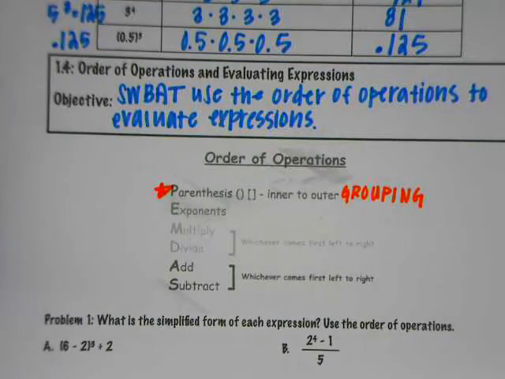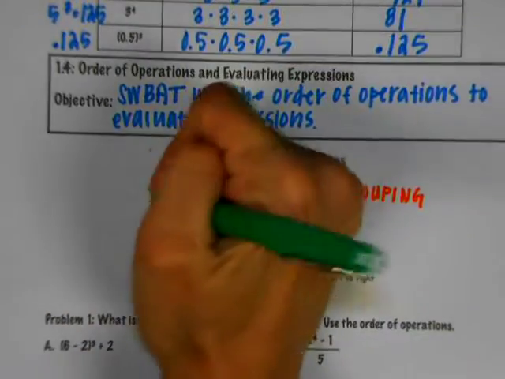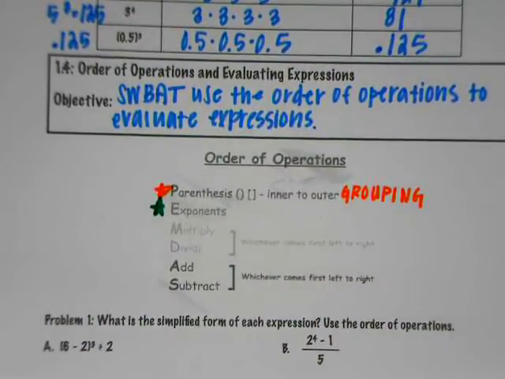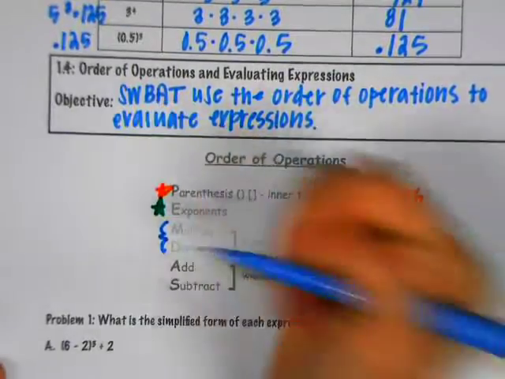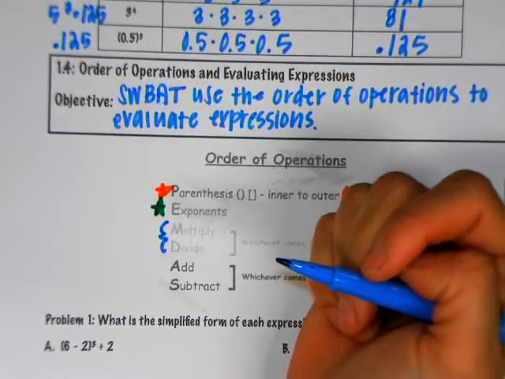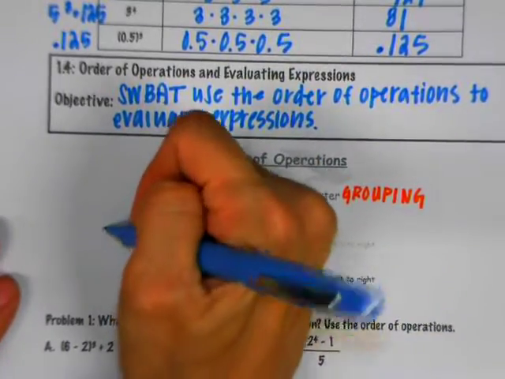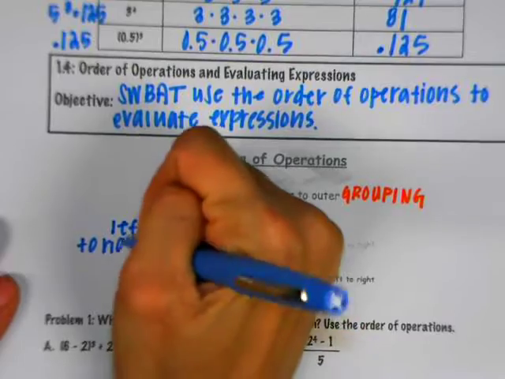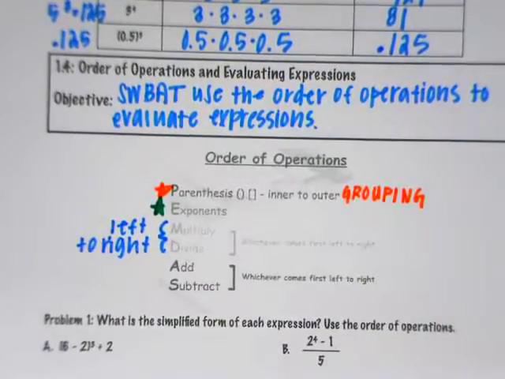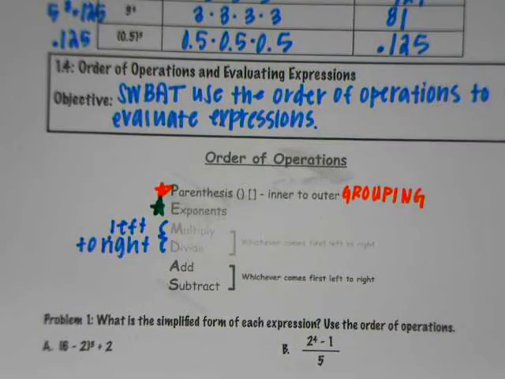Okay, and then exponents go next. So I'm going to do that in green. Okay, multiplication and division are going to be in blue. So this is all one step. Okay? Multiplication and division are completely equals to each other, and you always go left to right. Whatever comes first, left to right. You do not always do the multiplication first and then the division. It's whatever comes in order.